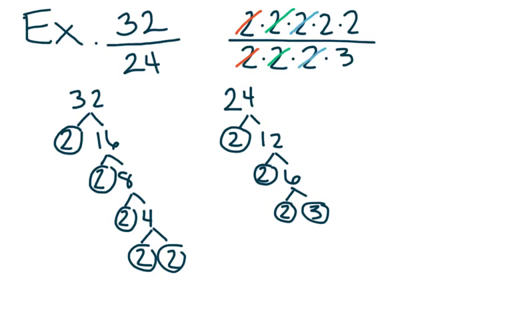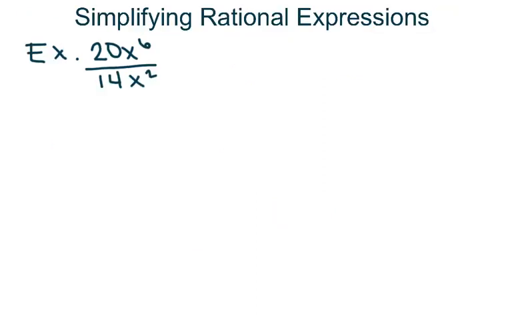And so now what I'm looking for is anything that's left. So on top, I have a 2 times 2, which is 4. And then on the bottom, I have a 3 that's left. So this is the simplified version of 32 over 24. It's 4 over 3. So that's what you're doing when you simplify a fraction. You are breaking it down into factors, and you're canceling out any common factors it has, and then you're writing what's left. So we're going to use that when we do simplifying rational expressions.